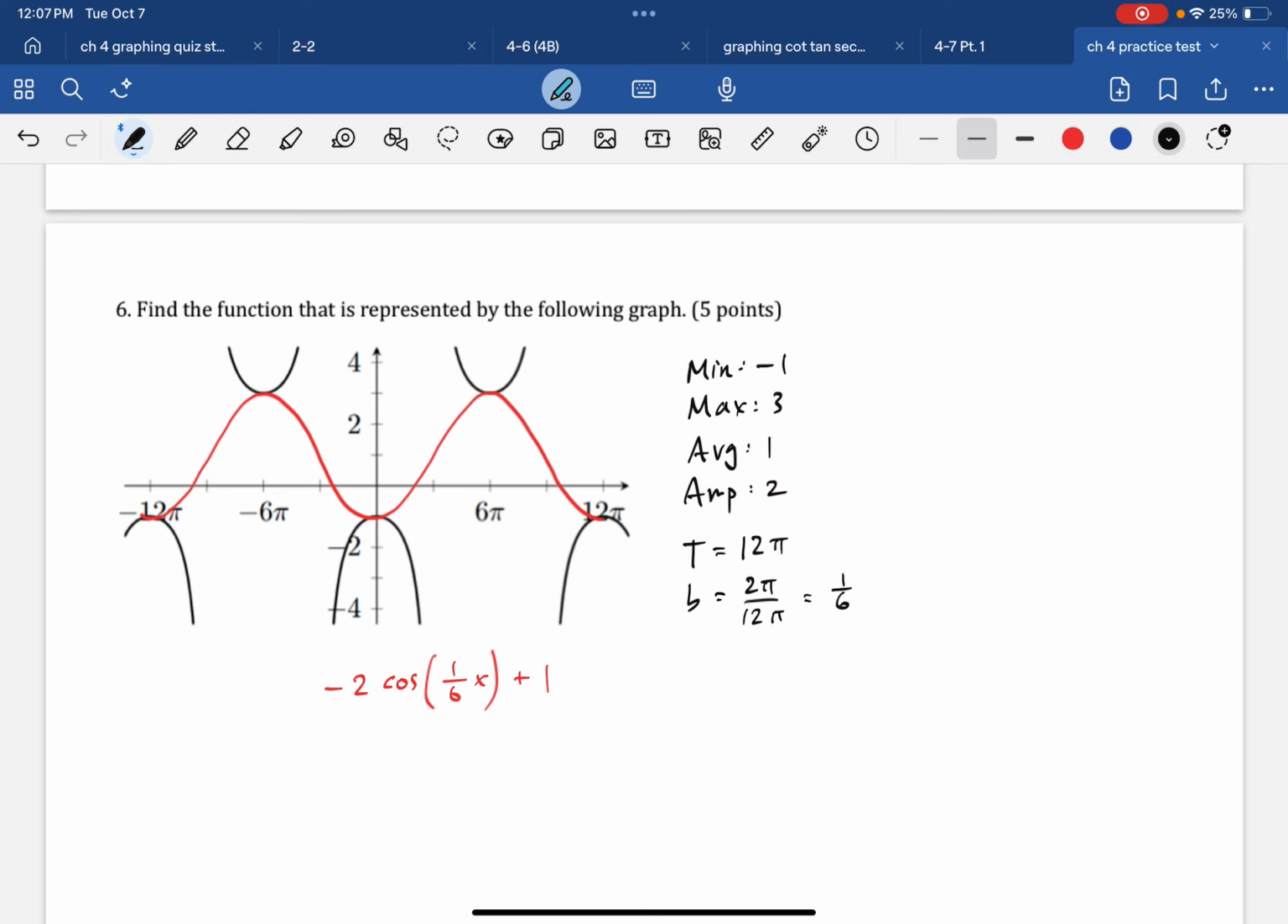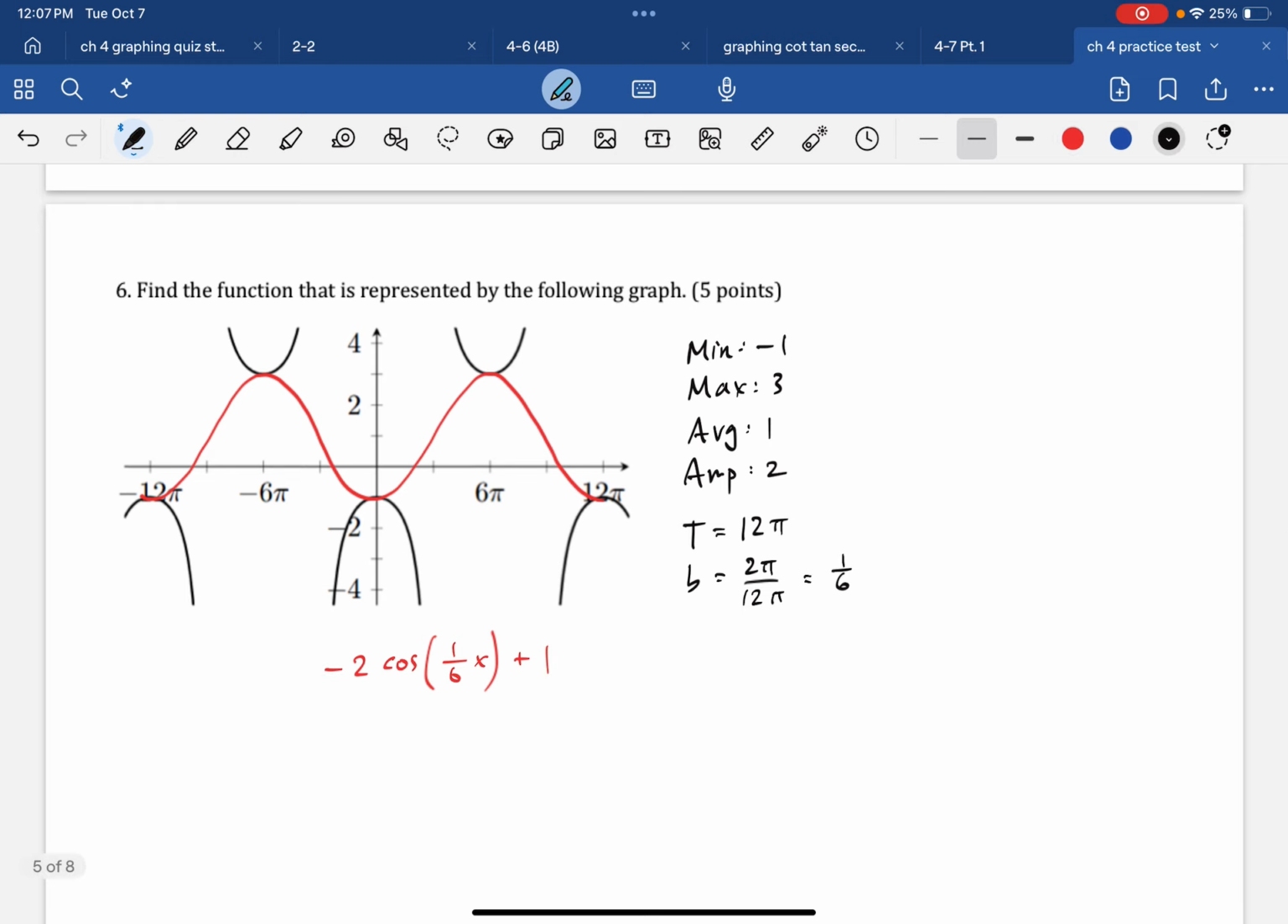Finally, I know that this is a negative cosine function, so the graph of my cosine function would be -2, which is my amplitude, -2 cosine bx, or 1/6 x, plus 1, my average. And therefore, the answer for my secant graph, well, I know it's secant because that's what corresponds to cosine. The answer is just going to be -2 secant x over 6 plus 1. And so I'm done.